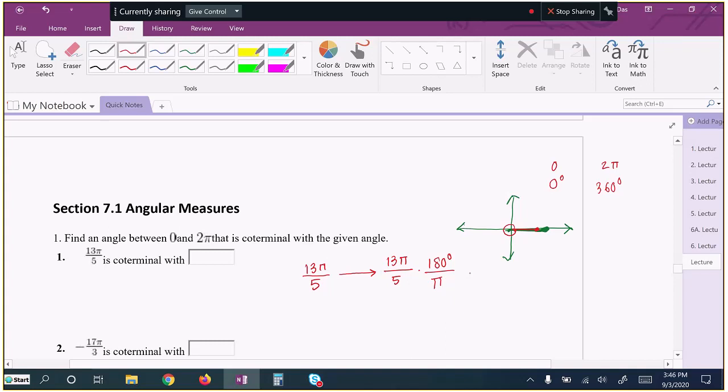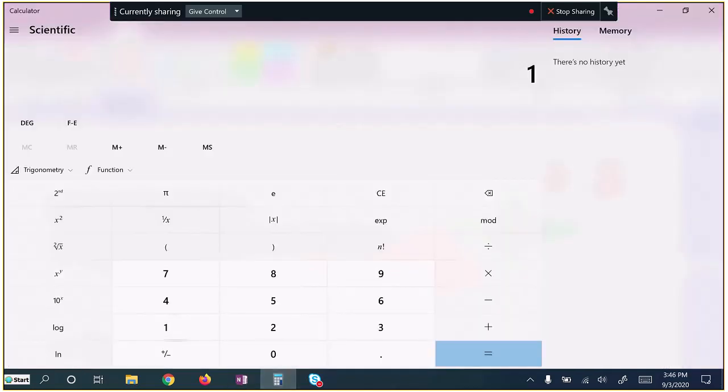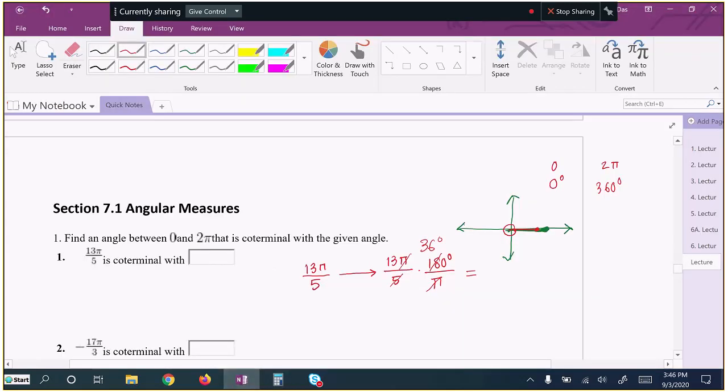So pi and pi will cancel each other. 5 divides 180 and gives me 36. So I will cancel these two. That will make me 36 degrees. And then I will multiply 36 degrees with 13. So 13 times 36, and that should be 468. So this is 468 degrees.